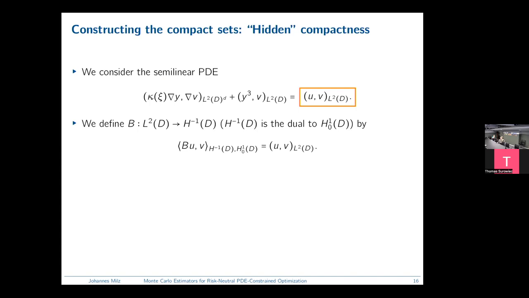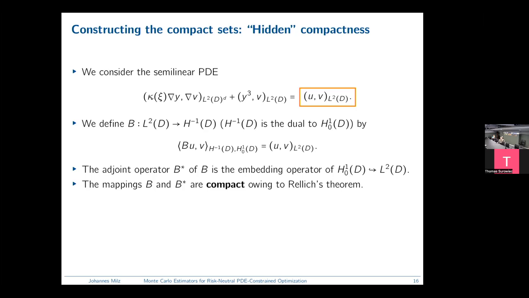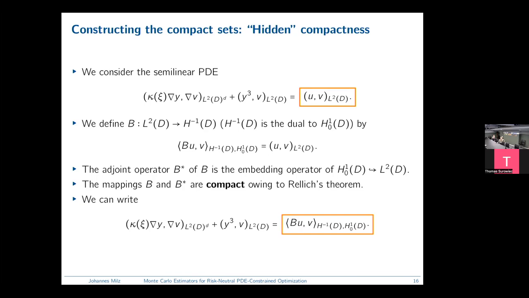And its adjoint operator is actually very well known. The adjoint operator of B, so B star, is the embedding operator from H10 to L2. So we know that this is a compact operator. So B and B star are compact operators. And this is where I took the word hidden compactness from, because usually B is not made explicit in such problem formulations. Then using this definition of B, we may write our PDE in this somewhat more technical form, but now we have revealed some compactness using this compact operator. So this is the first step.